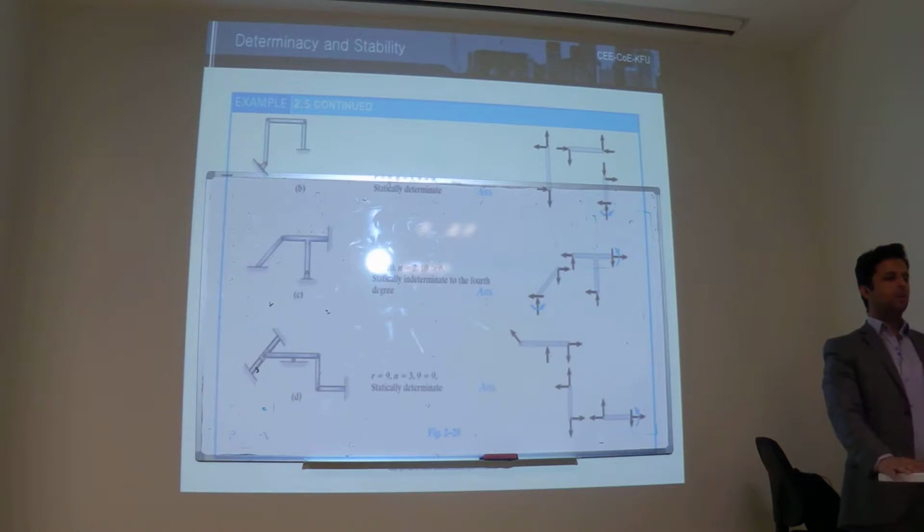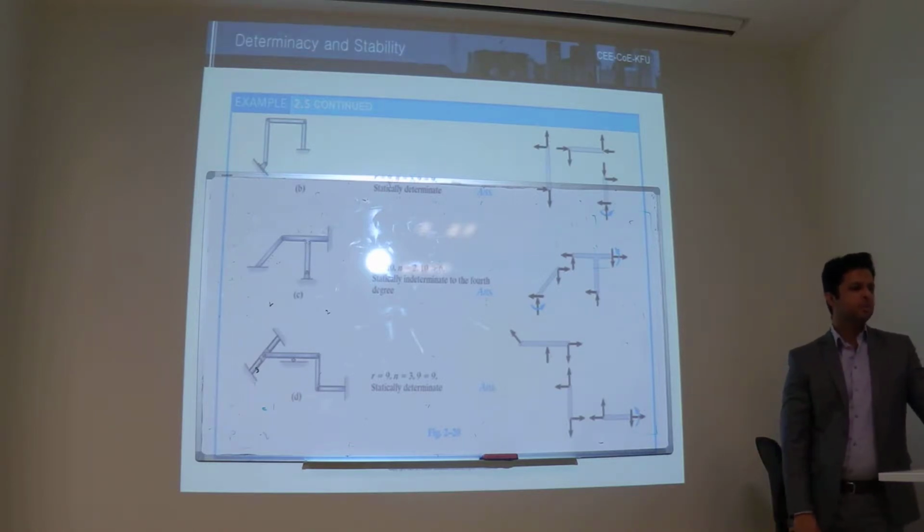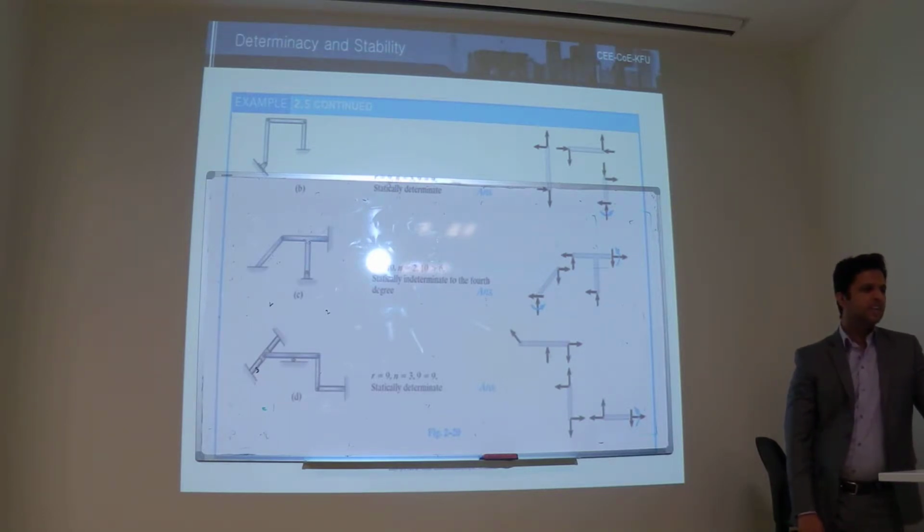Okay, let's talk about this one, B. Is it statically determinate or not? How many reactions? Nine. 1, 2, 3. Nine reactions. And how many parts? Three members. 3 members. Okay.